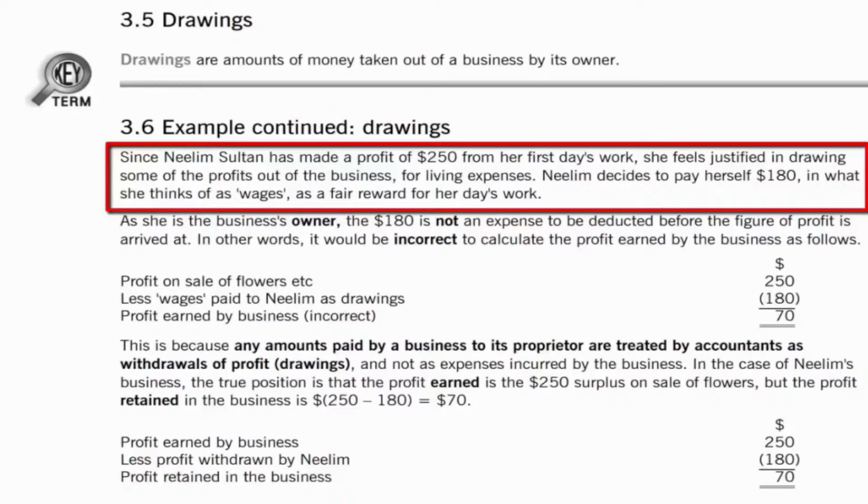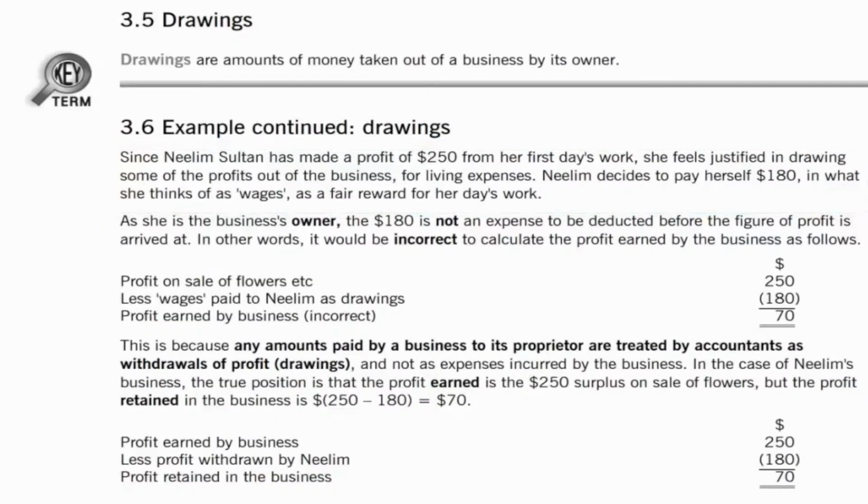Neelam thinks of this as wages for herself, as a fair reward for the work she put in that day. However, since Neelam is the owner of the business, we handle this money differently than we would if it were a regular employee's wages. In accounting, this $180 is treated as drawings rather than as a business expense. This means that it's a withdrawal of profit by the owner, not an expense that reduces the business's profit.